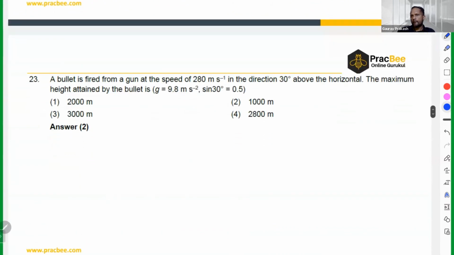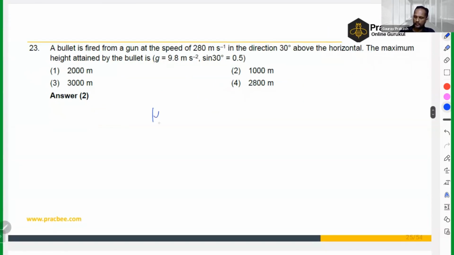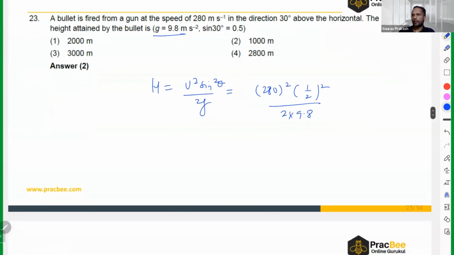A bullet is fired from a gun at a speed of 280 meters per second in the direction 30 degrees above the horizontal, the maximum height attained. So it's a 2D motion question, very straightforward. u square sine square theta upon 2g is the formula. So u is 280 square, sine theta is 1 by 2 square, and 2g is 20. So let's take it as 2 into 9.8 because g has been given as 9.8.